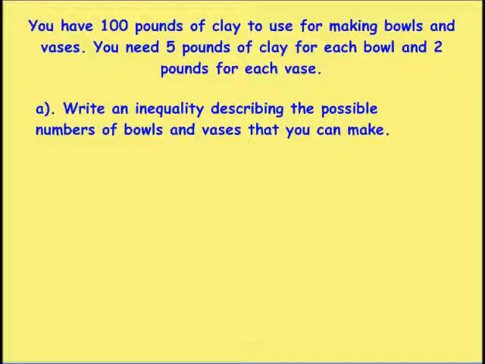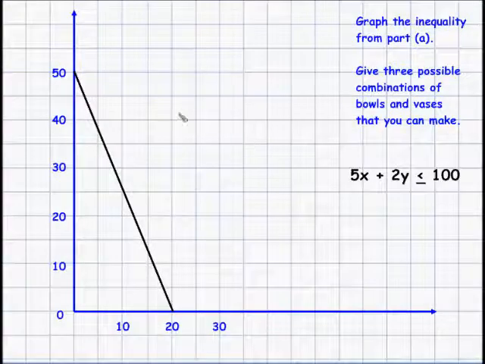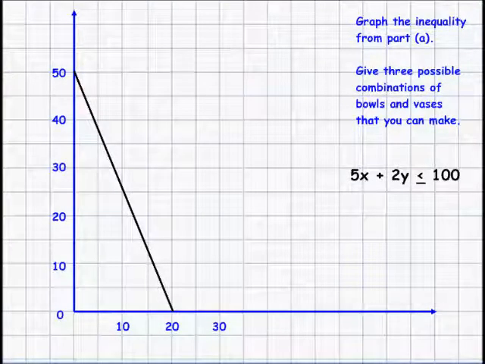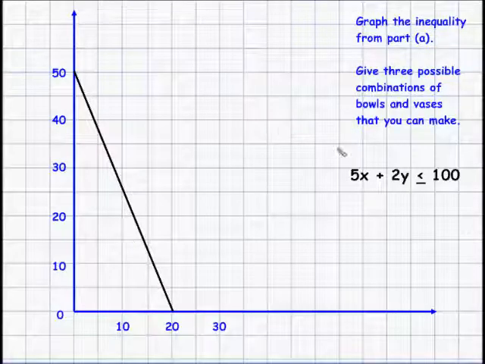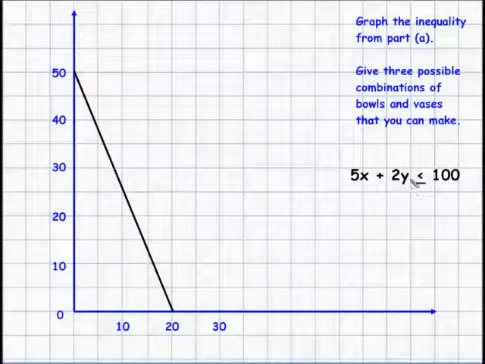Now we'll finish this up with a word problem. You have 100 pounds of clay to use for making bowls and vases. You need 5 pounds of clay for each bowl and 2 pounds for each vase. Write an inequality describing the possible number of bowls and vases that you can make. So I'm going to say 5 times x, because that's my 5 pounds of clay for each bowl. And then I'm also going to do 2 times y, because that's for my vases. When I did this, I said it was less than or equal to 100.